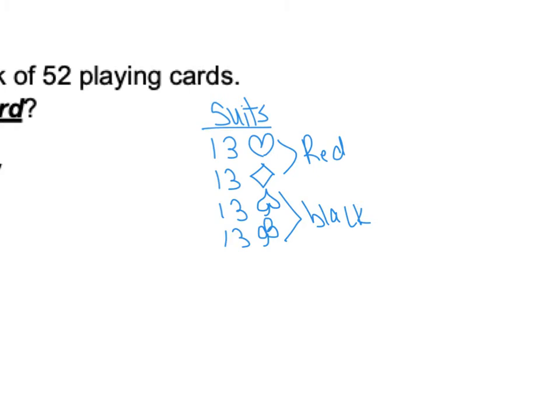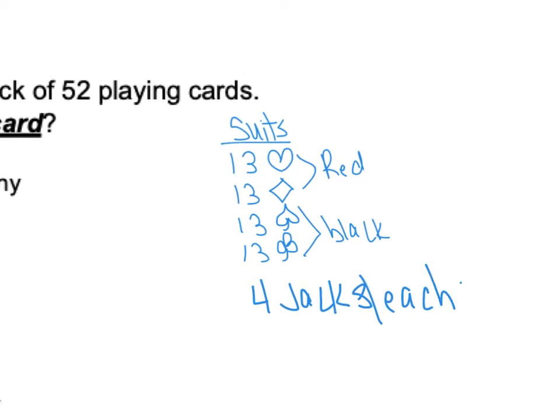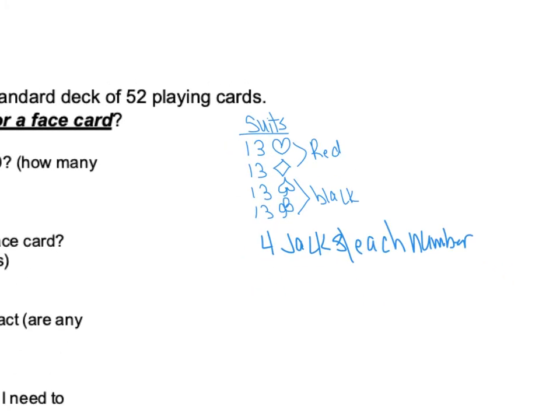There are 4 of each number. So there are 4 jacks, 4 queens, 4 kings, 4 fours, 4 fives, 4 sixes. There are 4 of each number. Jacks was just an example, so we're not too worried about actually using jacks, but there's 4 of each number. Face cards, each suit has 3 face cards.